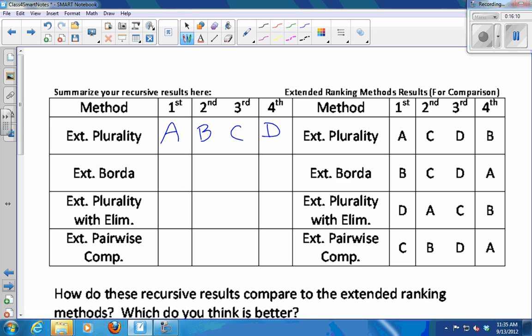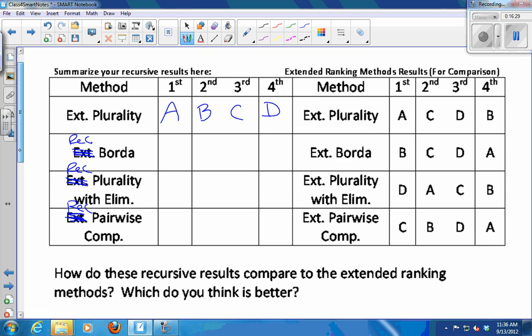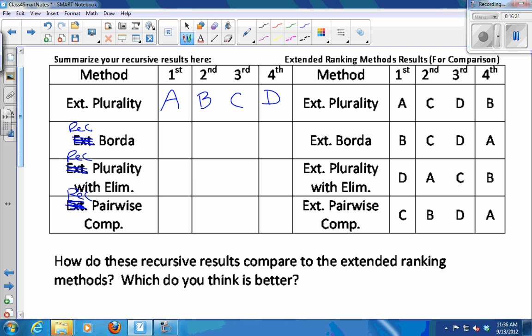I would like you to do the recursive, sorry, these are typos. I want you to do recursive Borda, recursive plurality with elimination, and recursive pairwise comparisons. Put your results in this table.